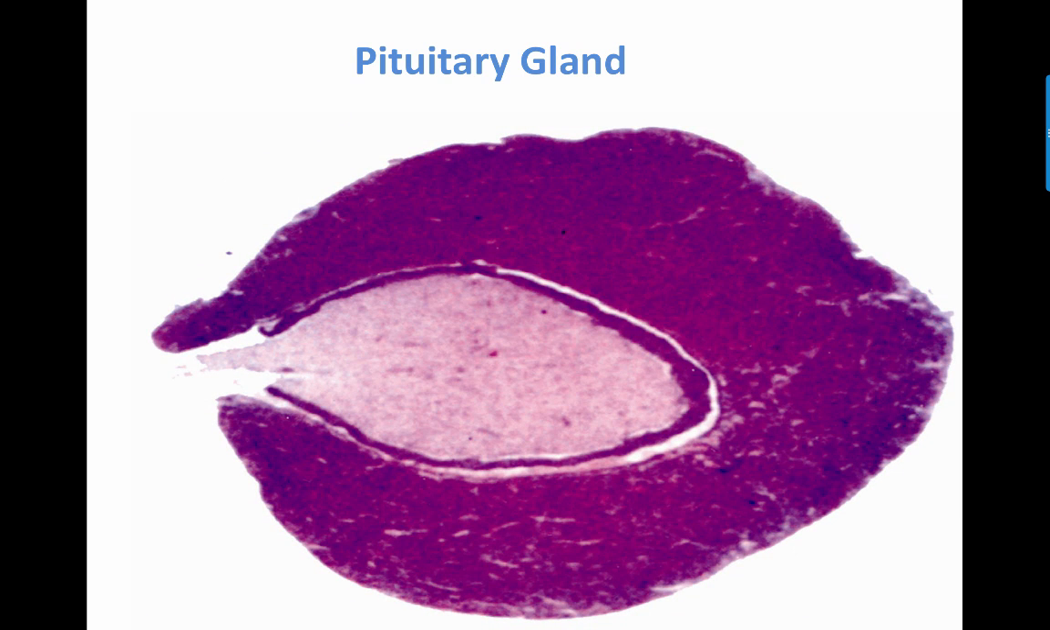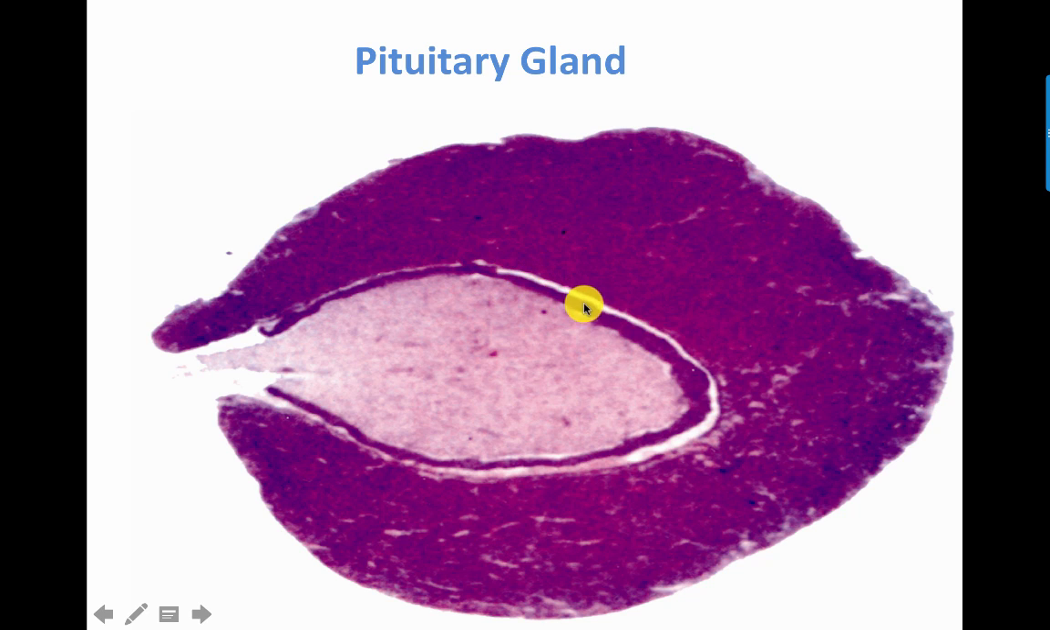First, this is the pituitary gland. We all know that it has a posterior lobe and an anterior lobe. The anterior lobe is forming a C-shaped structure, and in the concavity of the C we have the posterior lobe.